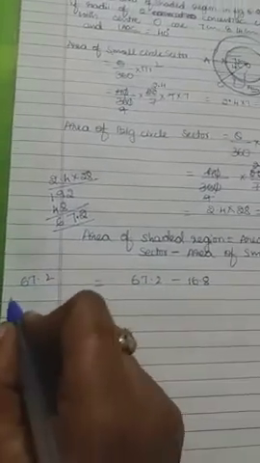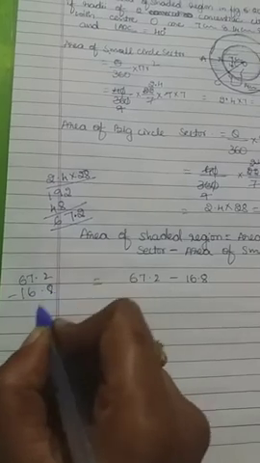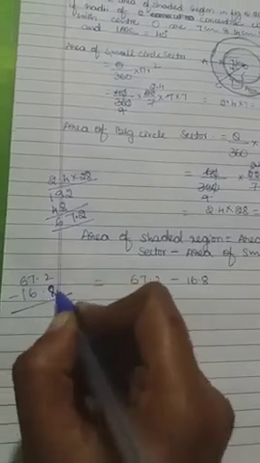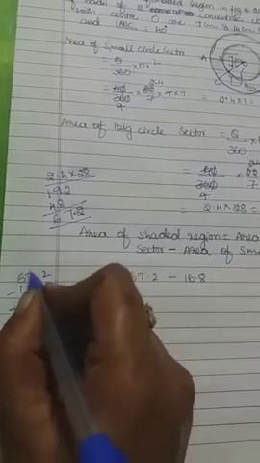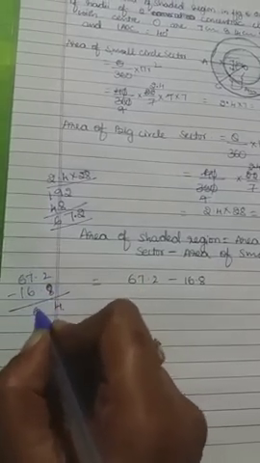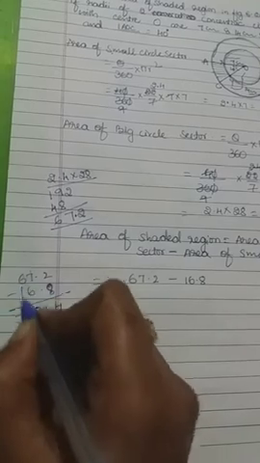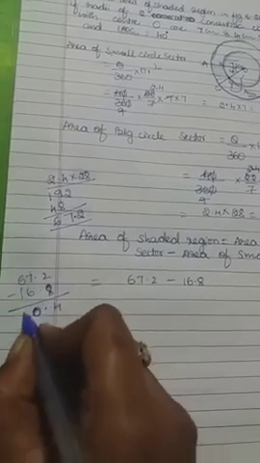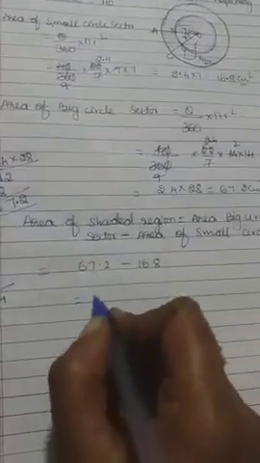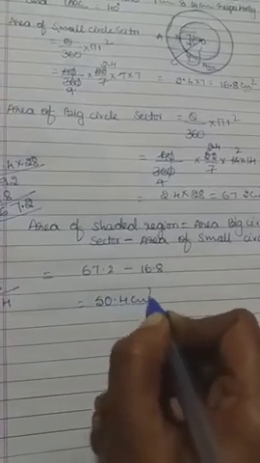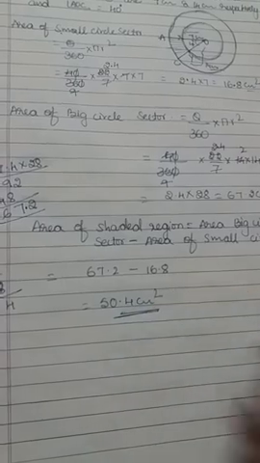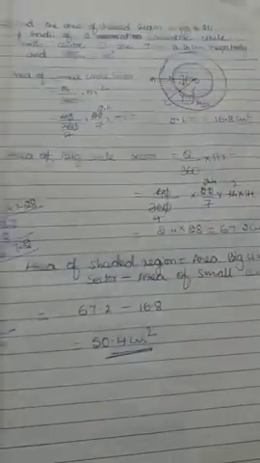67.2 minus 16.8. 12 minus 8 is 4. 6 minus 6, we borrowed already, so here 6 minus 6 is 0 and 6 minus 1 is 5. So 50.4, we got the area of the shaded portion, 50.4 centimeter square. Hope you will understand this. This is the area of the shaded portion.